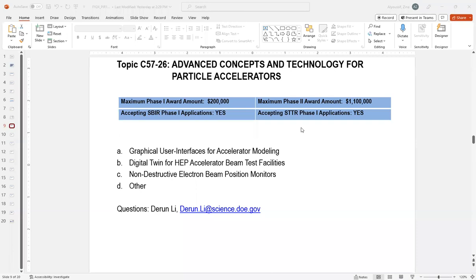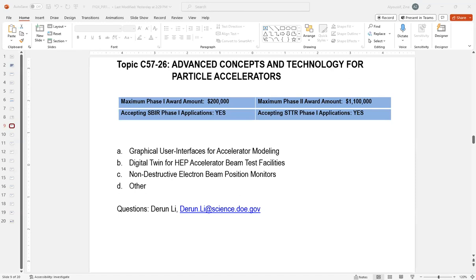Okay. Another topic is a digital twin for HEP accelerator beam test facilities. We seek to build a digital twin for existing accelerator and test facilities, allowing us to explore new ideas and design experiments. More importantly, maybe it can help us with advanced AI machine learning controls. And for this particular one, of course, we need to work closely with National Labs accelerator facilities.